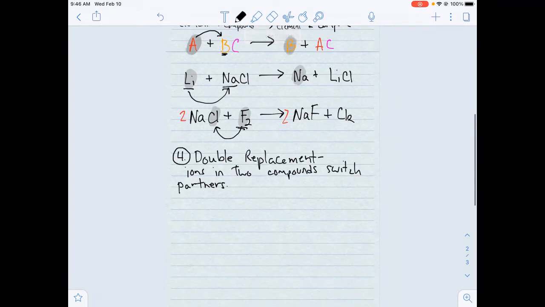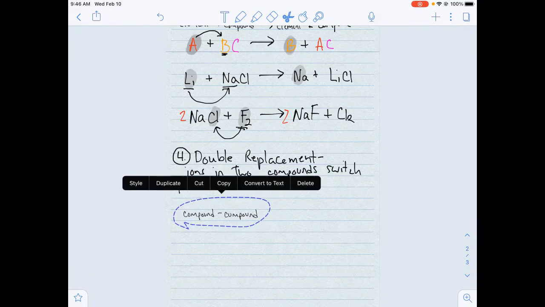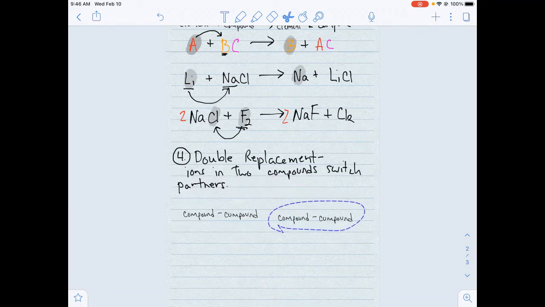Okay, so in this example, what you're going to get is a compound plus a compound. I'm going to use my scissors, make this smaller so it fits. In fact, while it's scissored, I can copy it and paste it. And so if you have a compound and a compound being added together, and you end up with two compounds at the end, that is a double replacement.